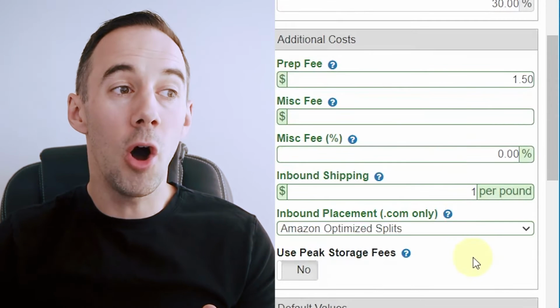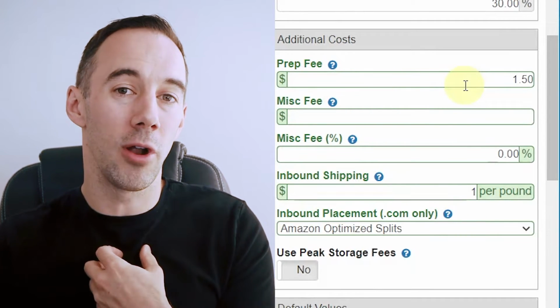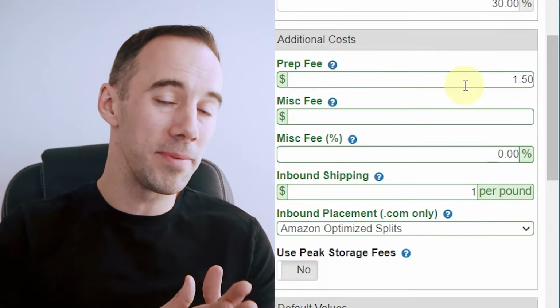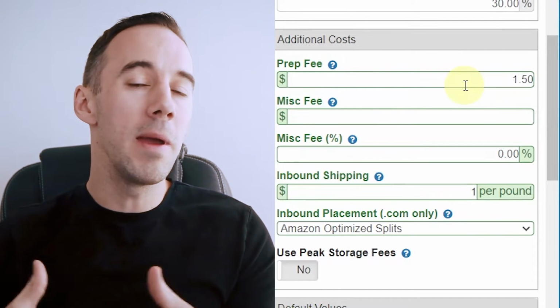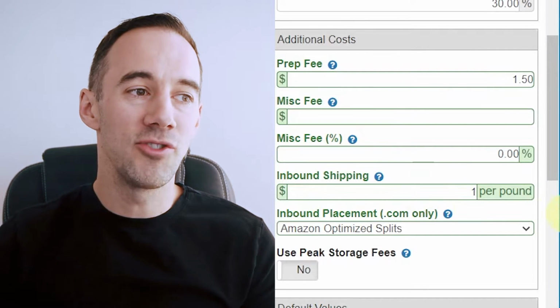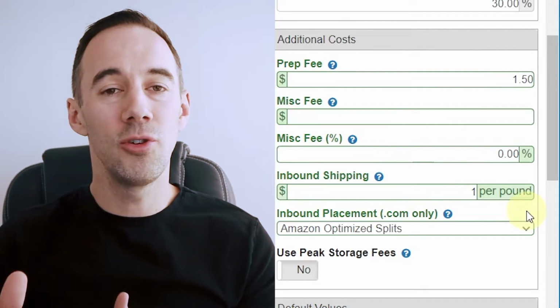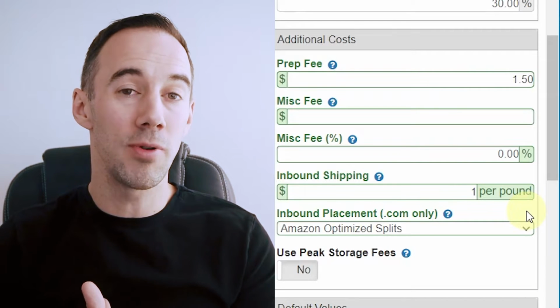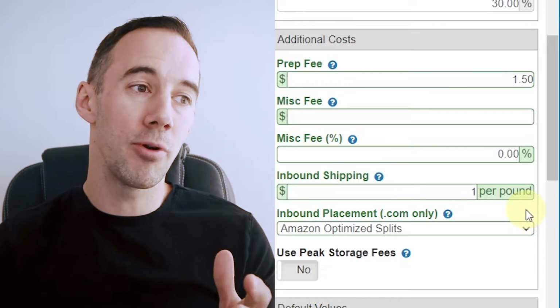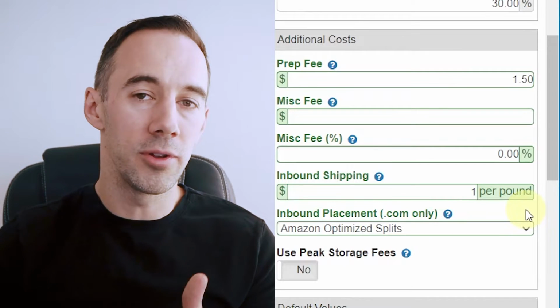Now, in addition to this, cost-wise, prep fee, I put in about $1.50. If you're doing things like sneakers, you'd probably be about $2, depending on your prep center. But if you're doing other products, you may be as low as $1 or even lower than that. On top of that, you've got inbound shipping, for about $1, maybe $2 per pound. Again, check with your prep center. They're going to help you out. It depends on the kind of products that you're buying. Obviously, if they're big products, then that's going to cost you a lot more. So just be mindful of that.